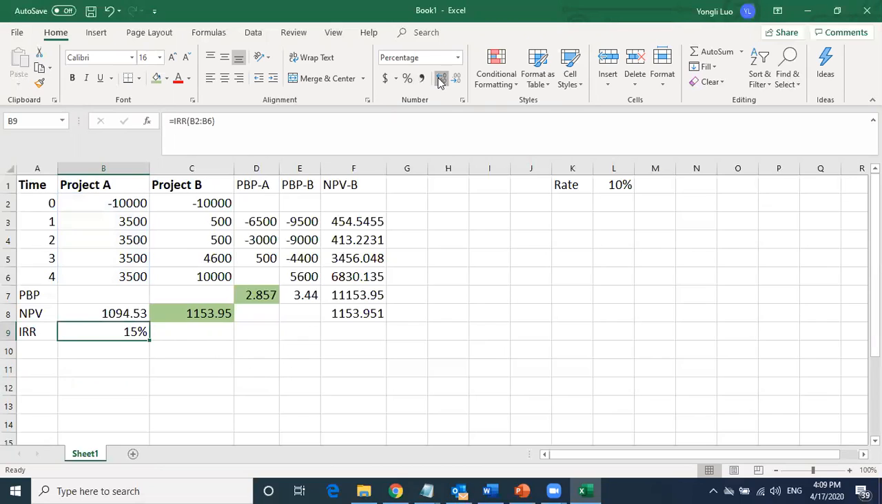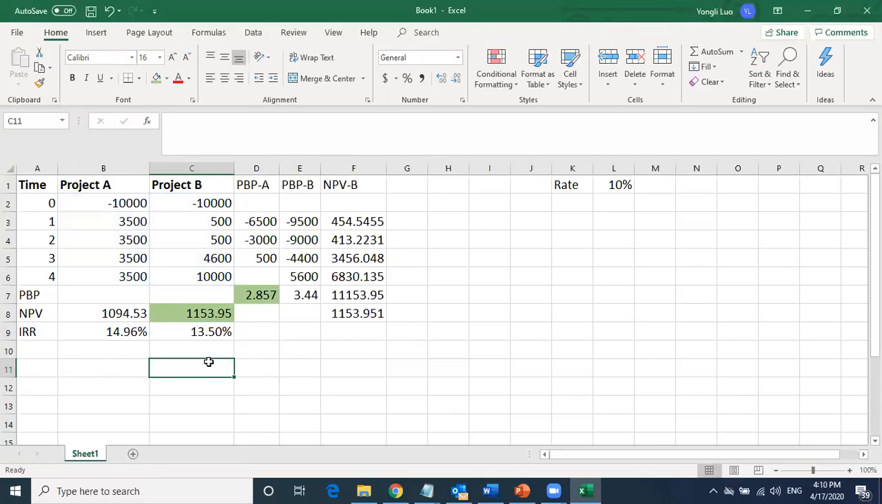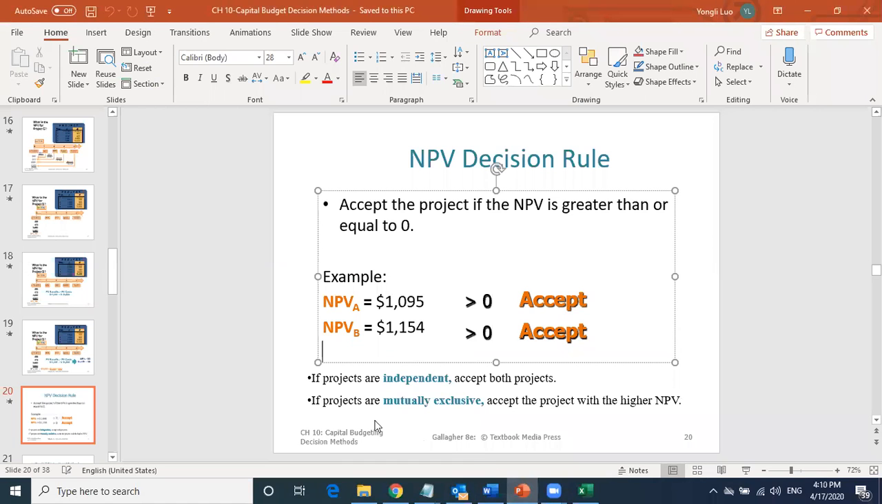We can get more decimals. The internal rate of return is 14.96%. The internal rate of return for project B is 13.5%. So which project are you going to accept? This is the decision.